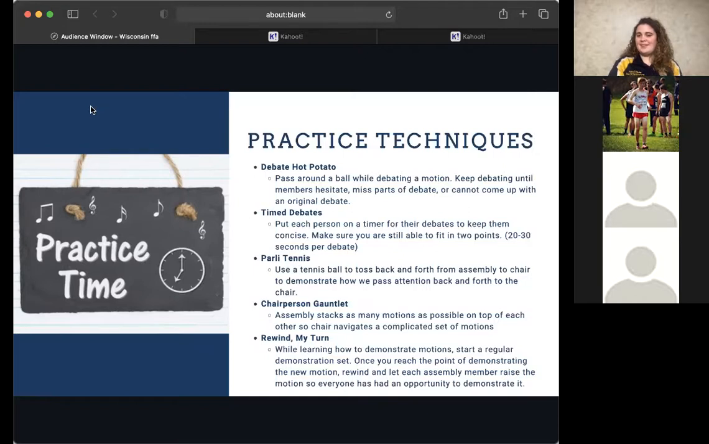Yes. Okay, sounds good. So basically, all in all, those are just some practices that we can use in our practices if we need to focus solely on debates or timing our debates or learning motions, etc.